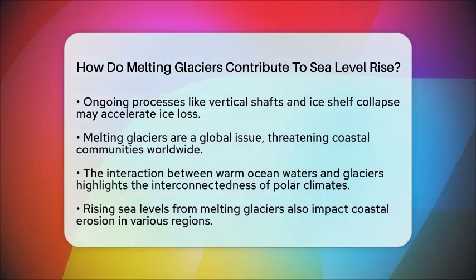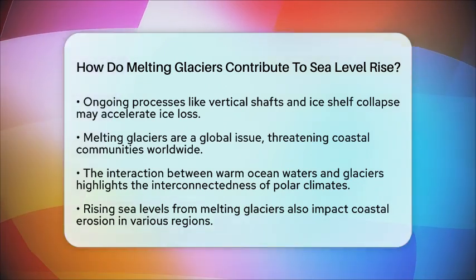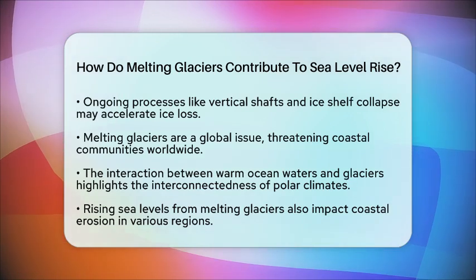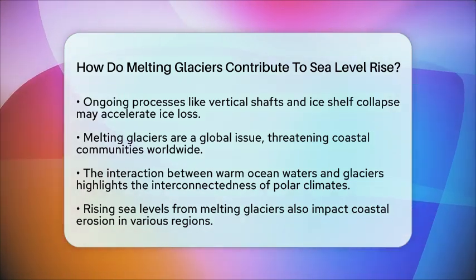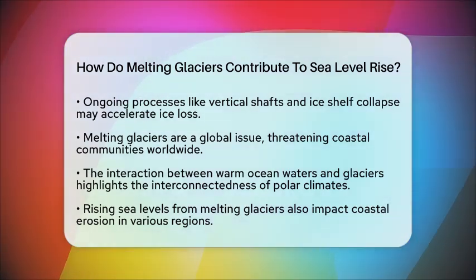This process is accelerated by warm ocean water melting ice shelves from below, leading to faster glacier flow into the sea. The resulting rise in sea levels poses challenges for coastal areas globally and serves as a key indicator of climate change effects in polar regions.